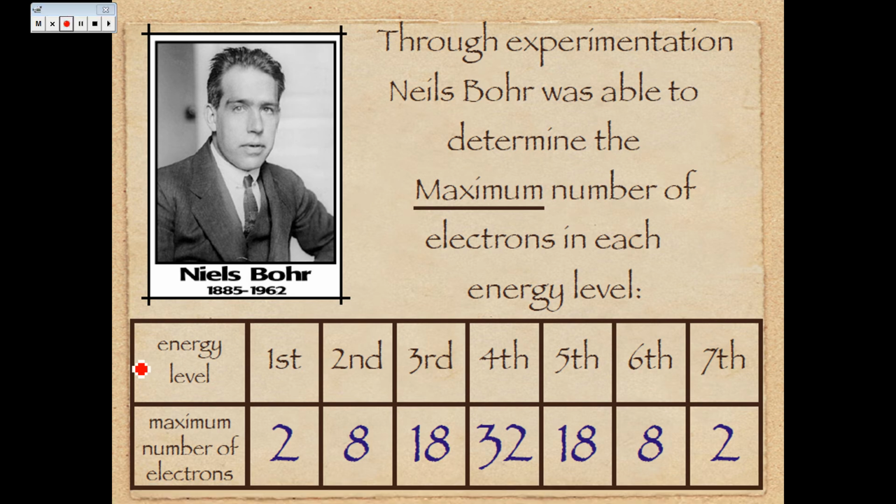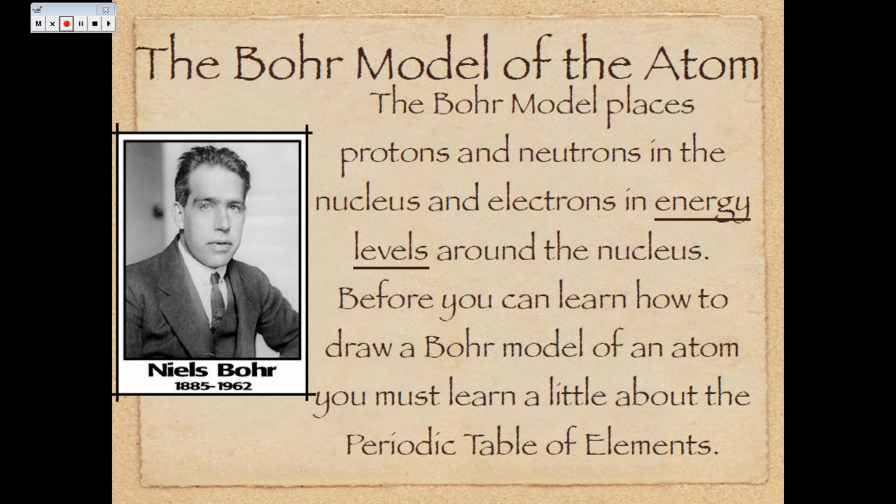So today we are going to talk about the electron arrangement of the atoms. The Bohr model of the atom was designed by Niels Bohr. The Bohr model places the protons and neutrons in the nucleus and electrons in energy levels around the nucleus. Before you can learn how to draw a Bohr model of an atom, you must learn a little bit about the periodic table of elements.